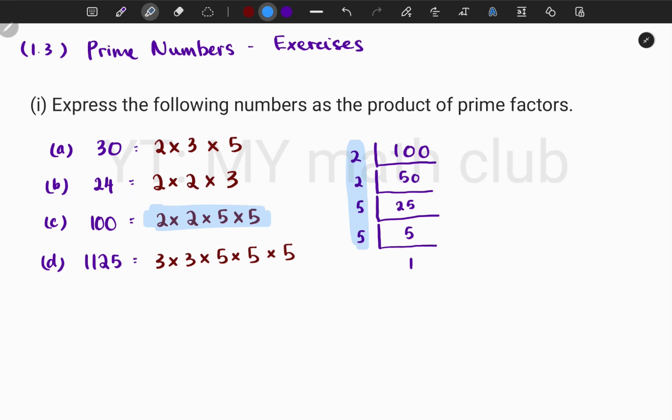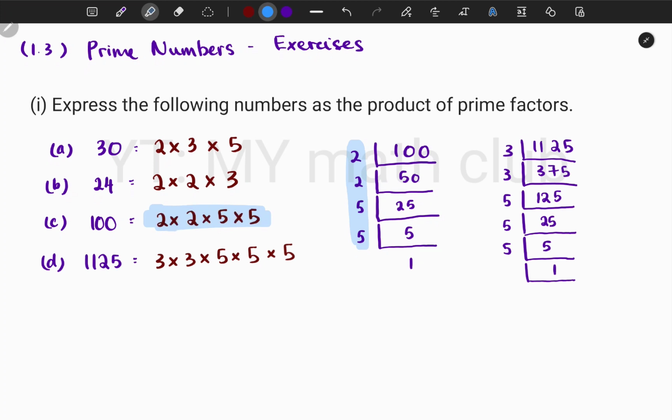Okay, so for question D, it will be the same thing. I'm also using long division. I'm going to get 1125 divided by 3, 375 divided by 3, 125 divided by 5, 25 divided by 5, 5 divided by 5 until I get 1. And then I stop there, take all the numbers on the left side, put them in a product. And that's about it.